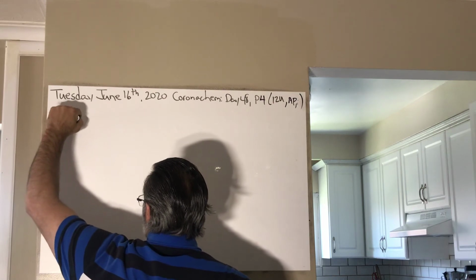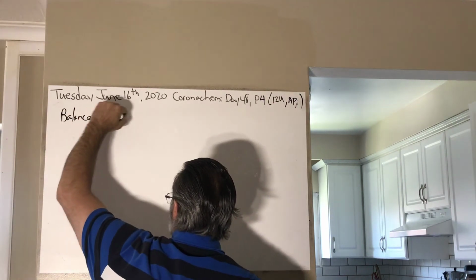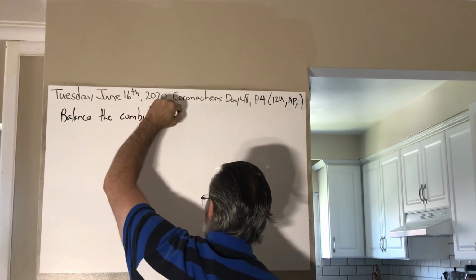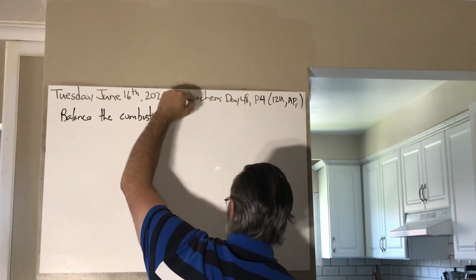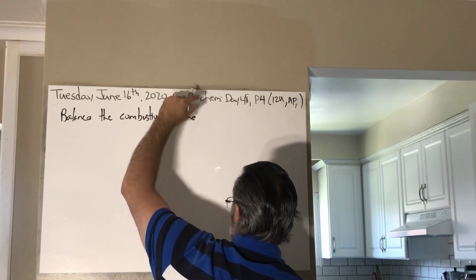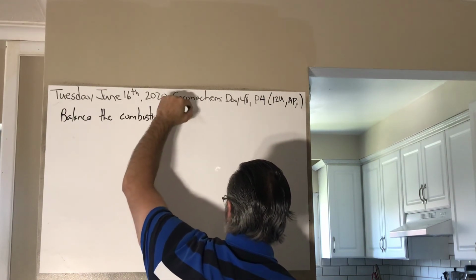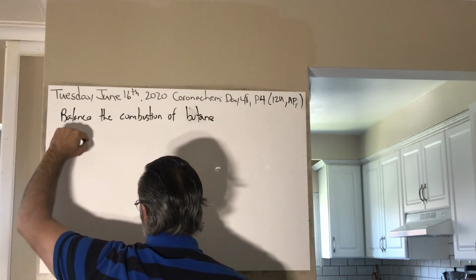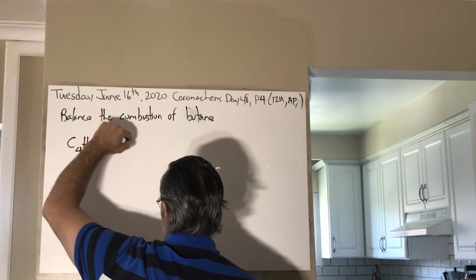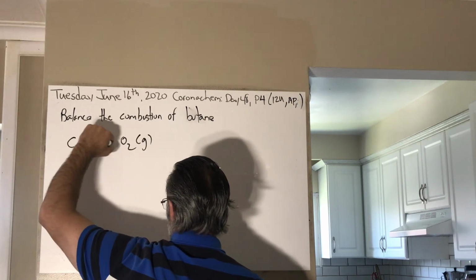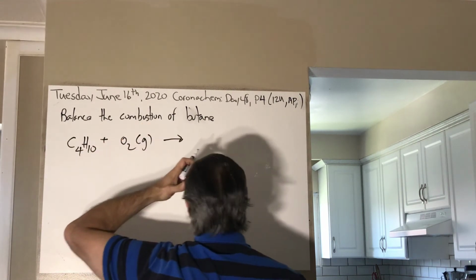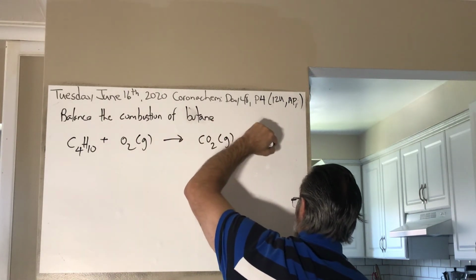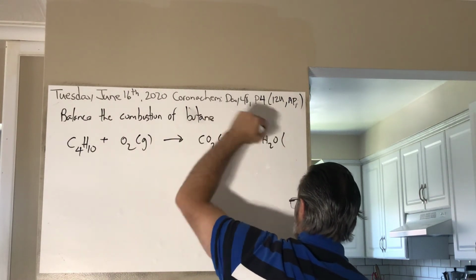balance the combustion of, let's say, butane. Okay, so butane is C4H10. Obviously, when you're burning something, you need oxygen, and after you burn it, if it's a hydrocarbon and you burned it completely, you're only going to get CO2 and water.